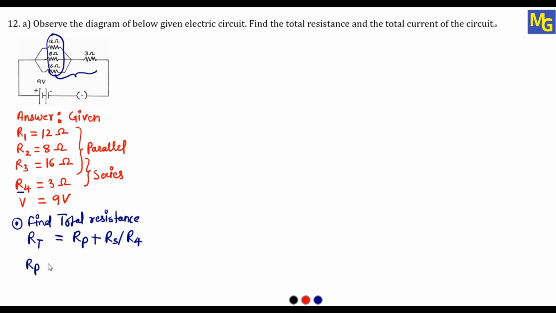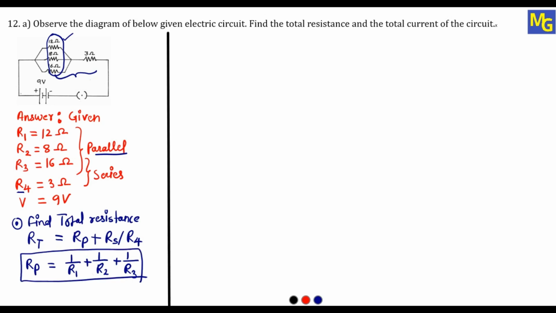So RP is equal to R1, 1 divided by R2, then I have 1 divided by R3. So I have taken R1, R2, R3. You can see the diagram. These R1, R2, R3 are connected in parallel. So these three I have used in this formula. Now substitute all the values.